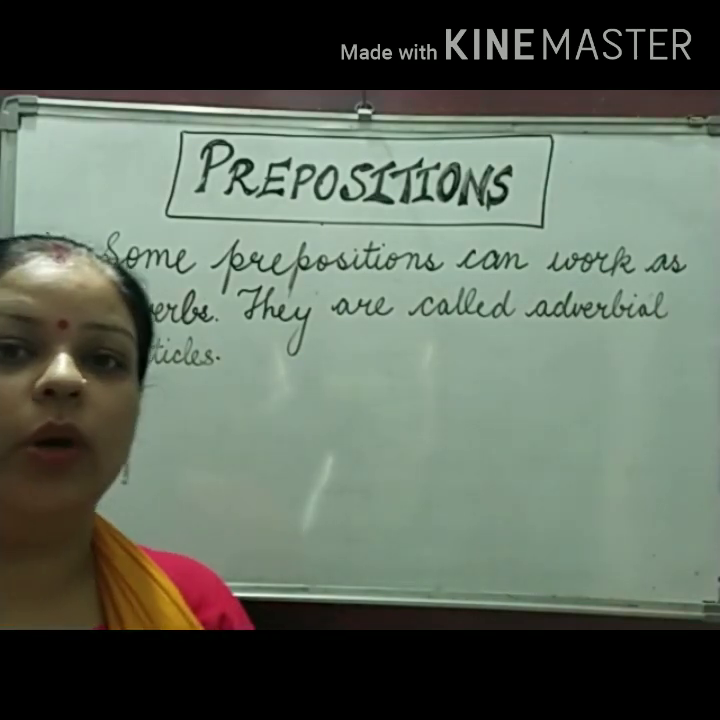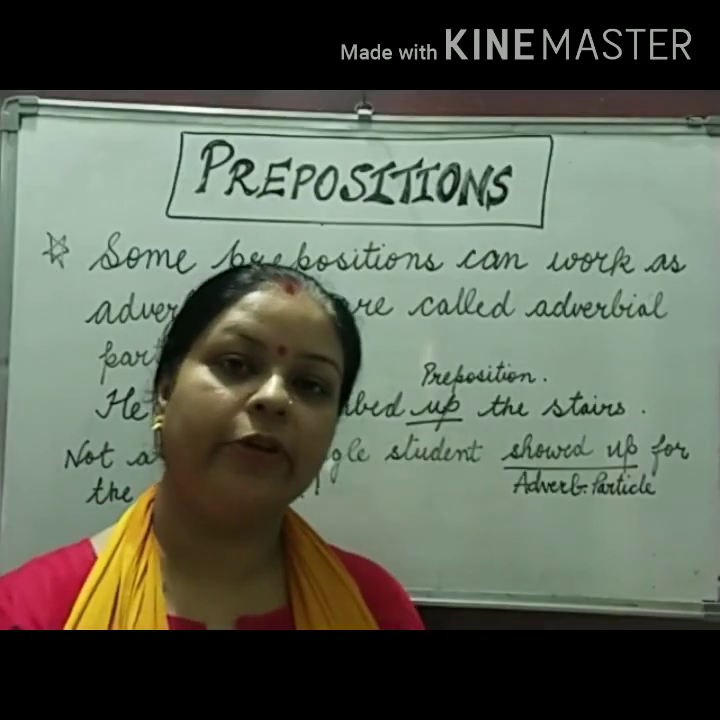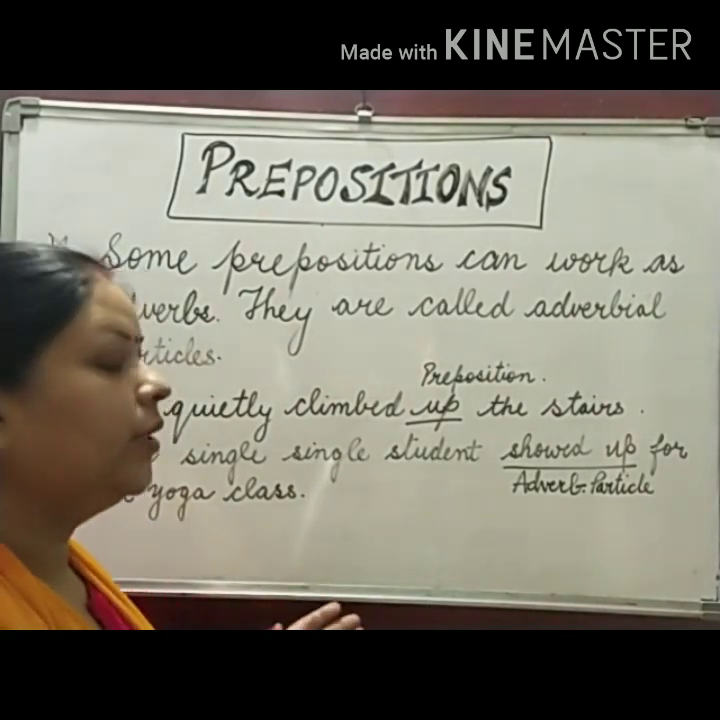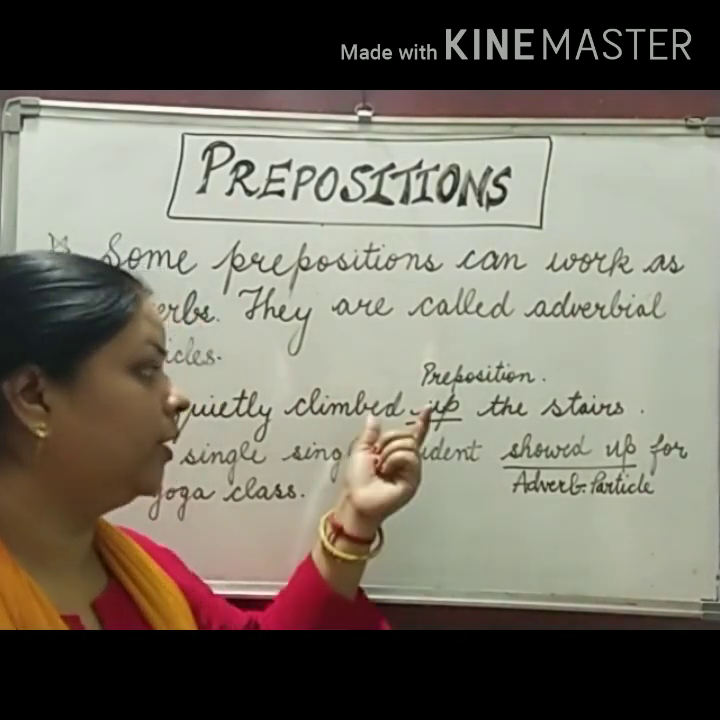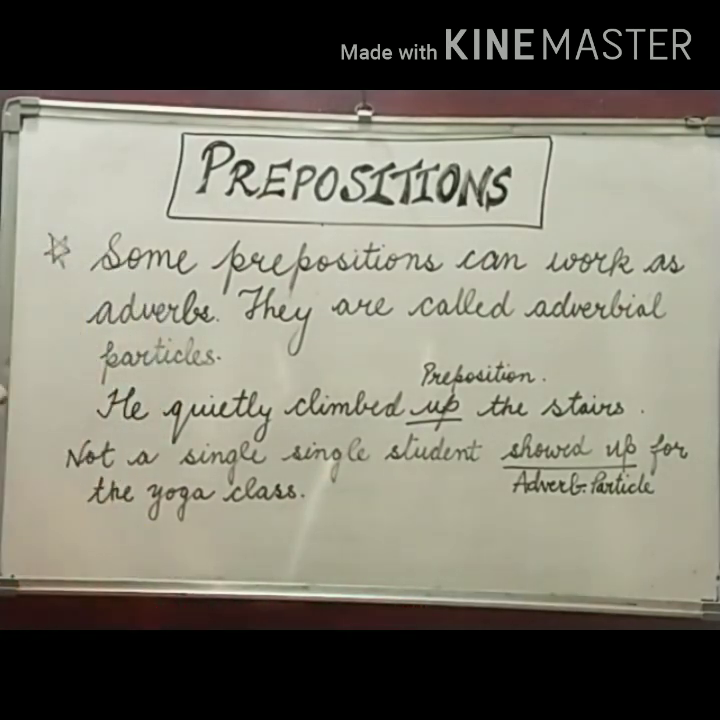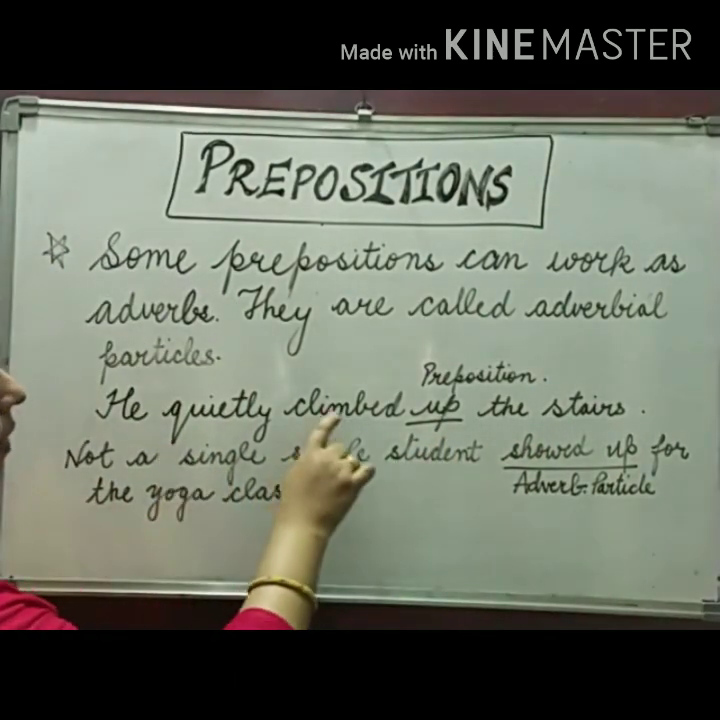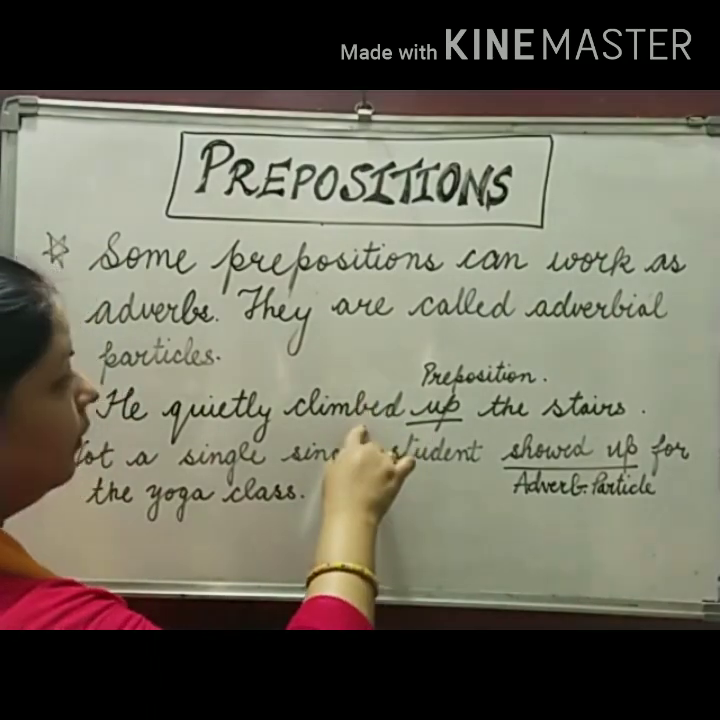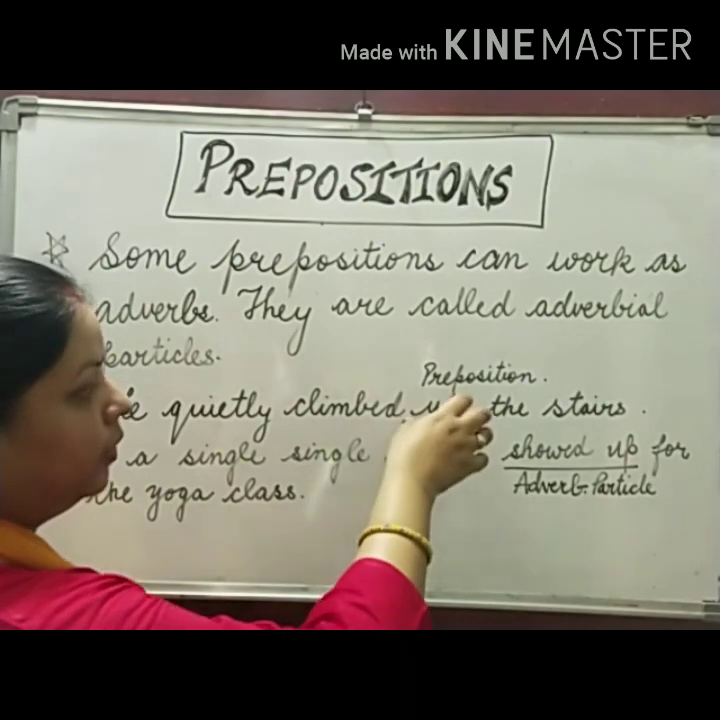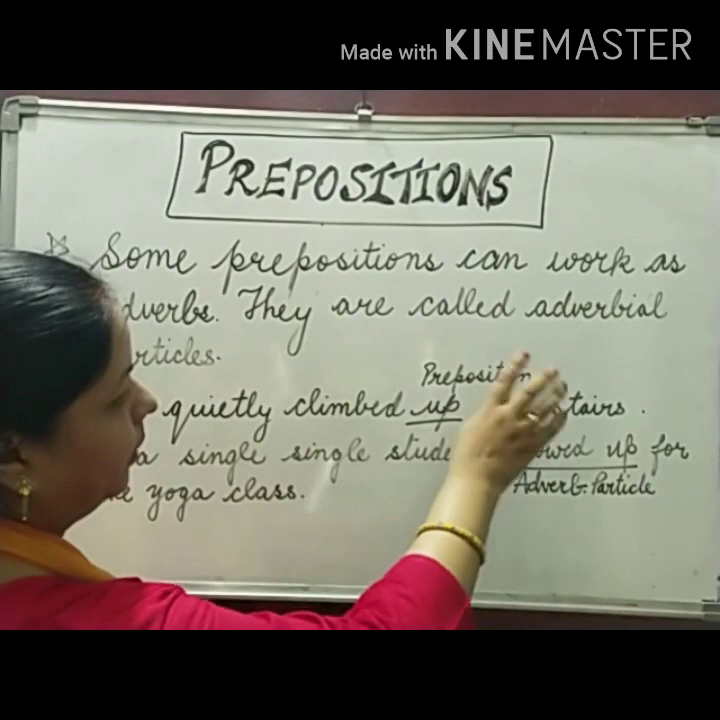From that, there is one example. If we take it from the book, if we see these sentences, we will find out the difference, whether in the sentence the word is used as a preposition or as an adverbial particle. So let us see, children. He quietly climbed up the stairs. So here in the sentence it is very clearly mentioned that he climbed up or down. So up is here showing the relation of him with the stairs. So this is a preposition.